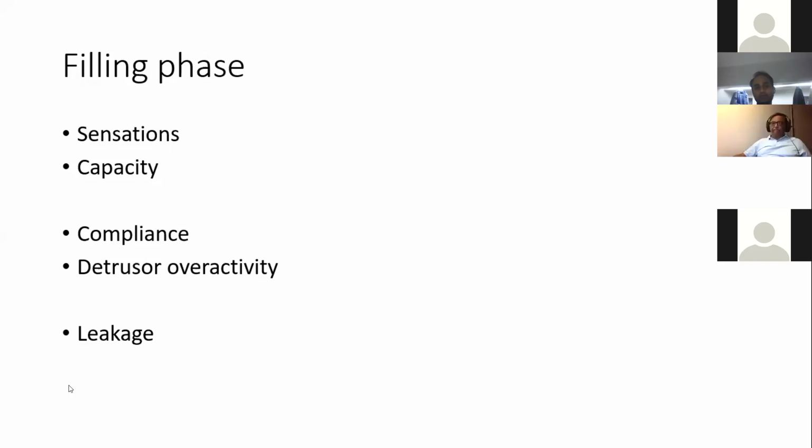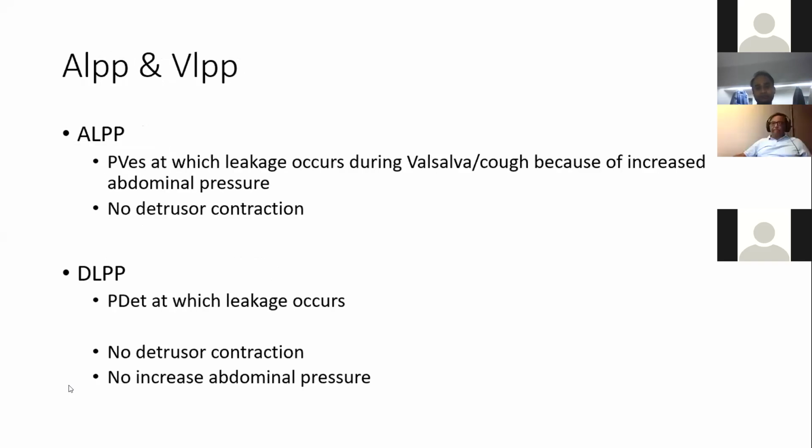One other thing that we need to look at in the filling phase is the leakage. And this leakage is basically measured in terms of the abdominal leak point pressure or the Valsalva leak point pressure. This is the pressure at the time of Valsalva or coughing, with which there is raised abdominal pressure and the patient leaks some amount of urine. However, when you look at the detrusor pressures, there should be no contraction in the detrusor. On the other hand, the detrusor leak point pressure is the detrusor pressure over which there is leakage, however, with no associated detrusor contractions or increase in abdominal pressures.